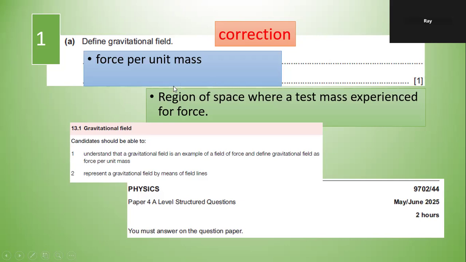Force per unit mass, correct. The marking scheme is correct. Previously it was defined as a region of space where a test mass experiences a force, but now no more. Now when they say define gravitational field, it is force per unit mass. Follow the syllabus. So when you revise, you must refer to the syllabus.